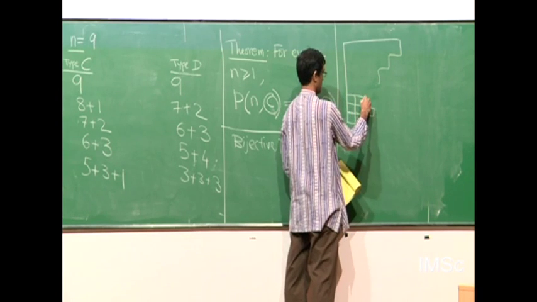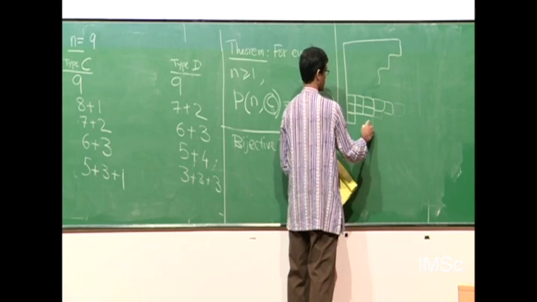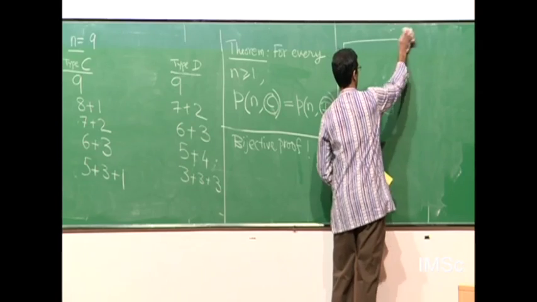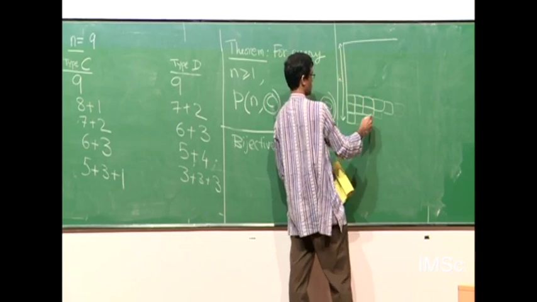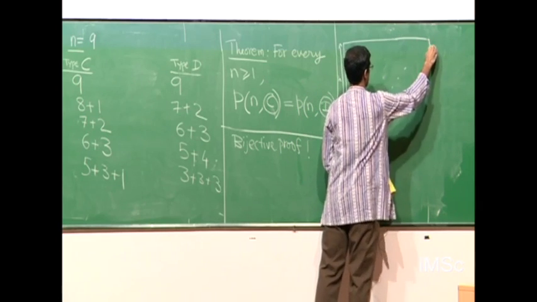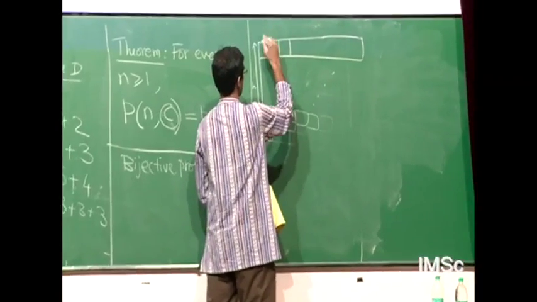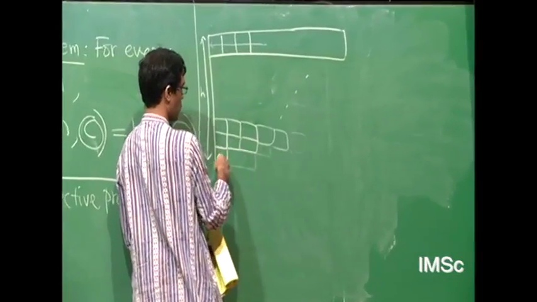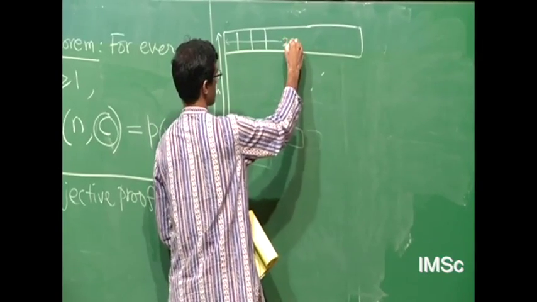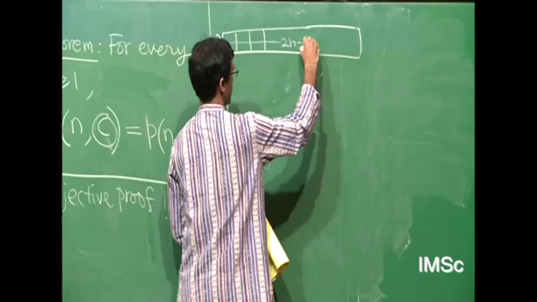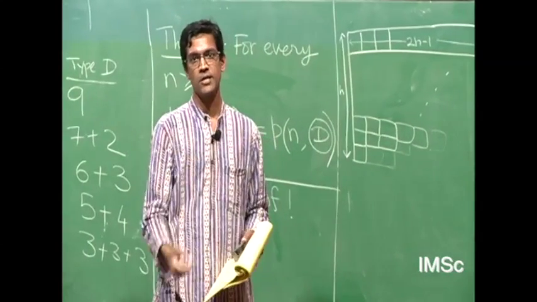Then 5 boxes, followed by something to the right, right? So that's the shape of this diagram. Let's say this diagram has height h. Then I keep going like this. How many boxes are there in the last row? It's odd numbers, right? 1, 3, 5, 7 and so on. What is the hth odd number? It's 2h minus 1. That's the hth odd number.